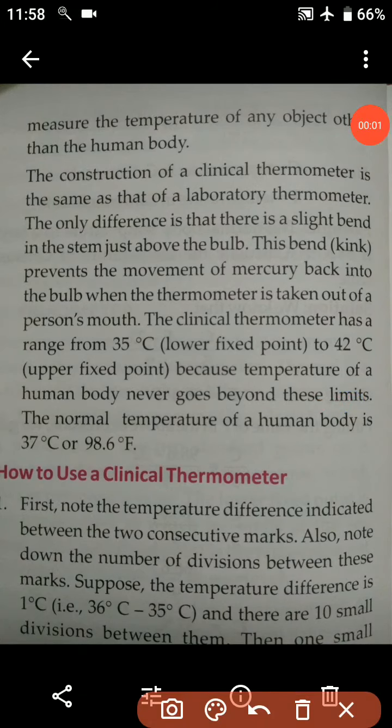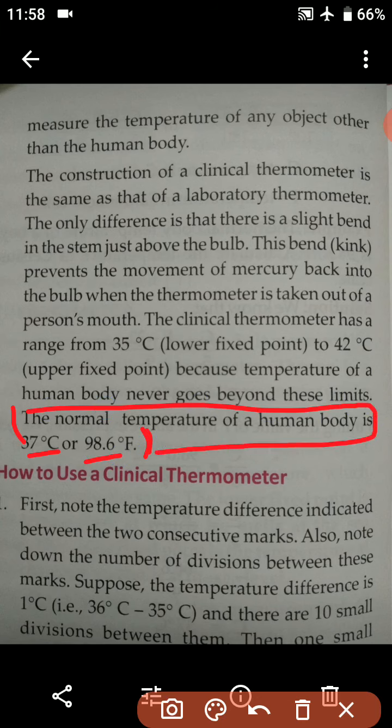So students, the normal temperature of a human body is 37 degrees Celsius or 98.6 degrees Fahrenheit. Okay, you need to remember this. This one is very important.